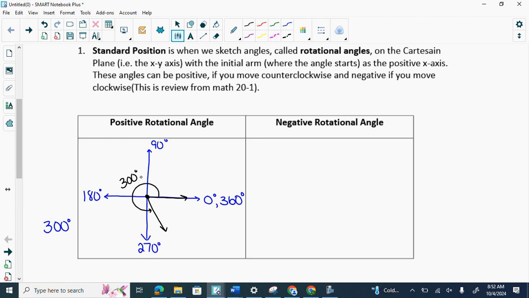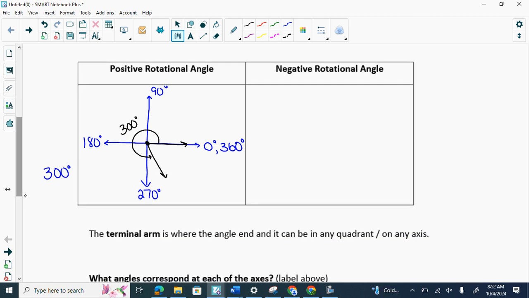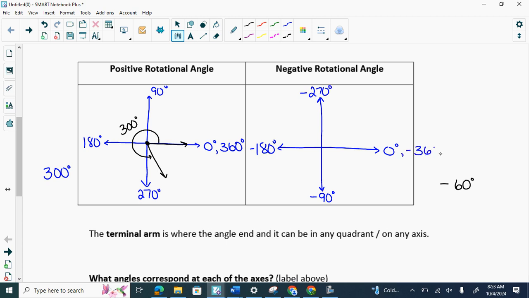Now, what if I give you a negative rotational angle of negative 60? So we label our axes again, but we're going in the negative direction, which is actually clockwise. So this is 0. This is negative 90 degrees, negative 180 degrees, negative 270 degrees, and then negative 360 degrees. Right?